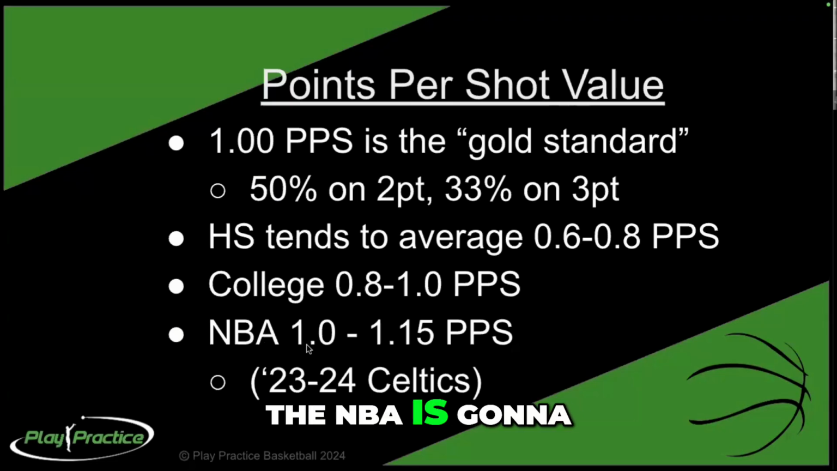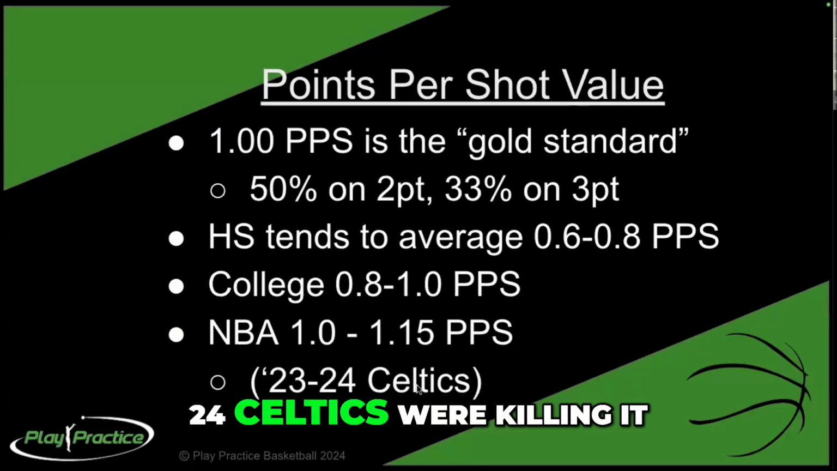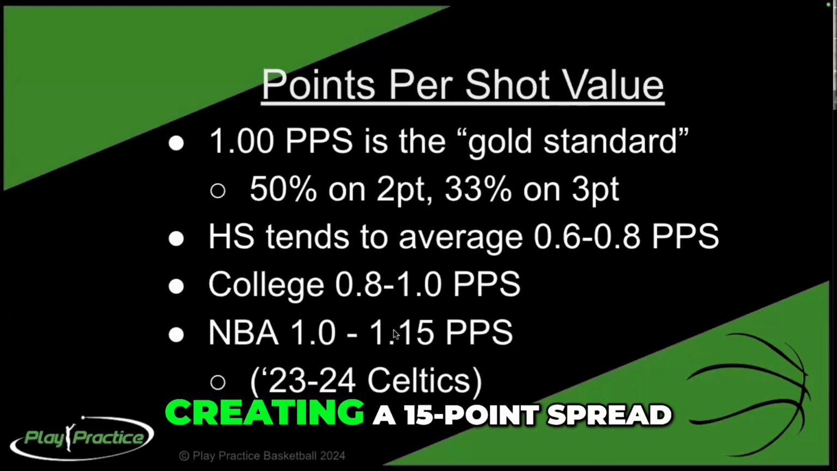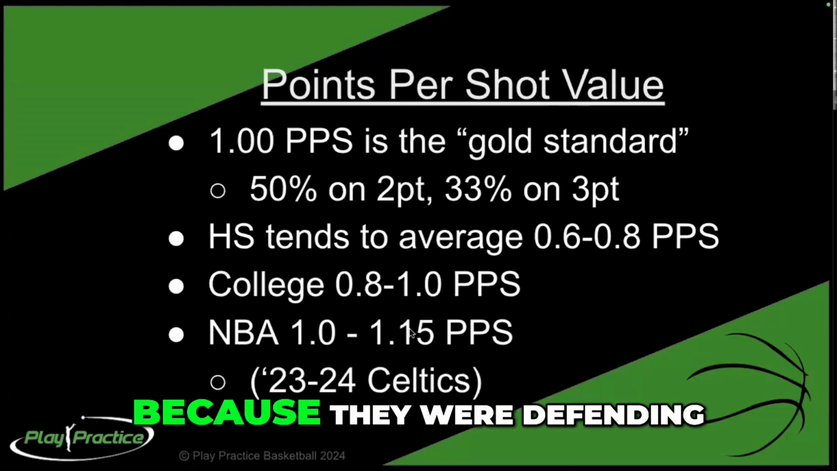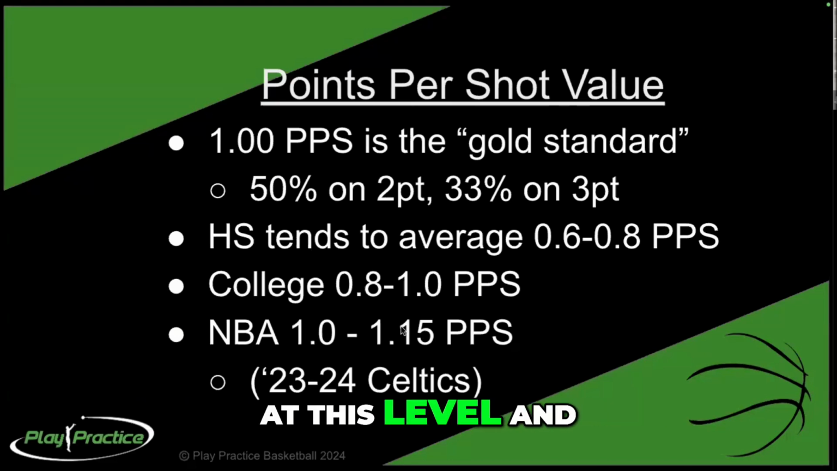So the NBA is going to average 1.0 to 1.15 points per shot, right? That's where the 23-24 Celtics were killing it, and they were just creating a 15-point spread every game because they were defending at this level and scoring at this level, and then they win. Right? College tends to be 0.8 to 1.0.